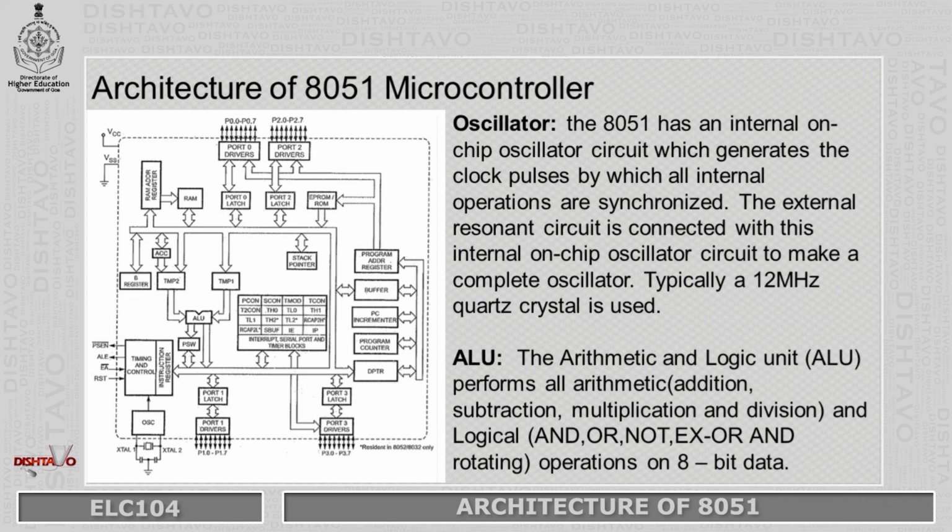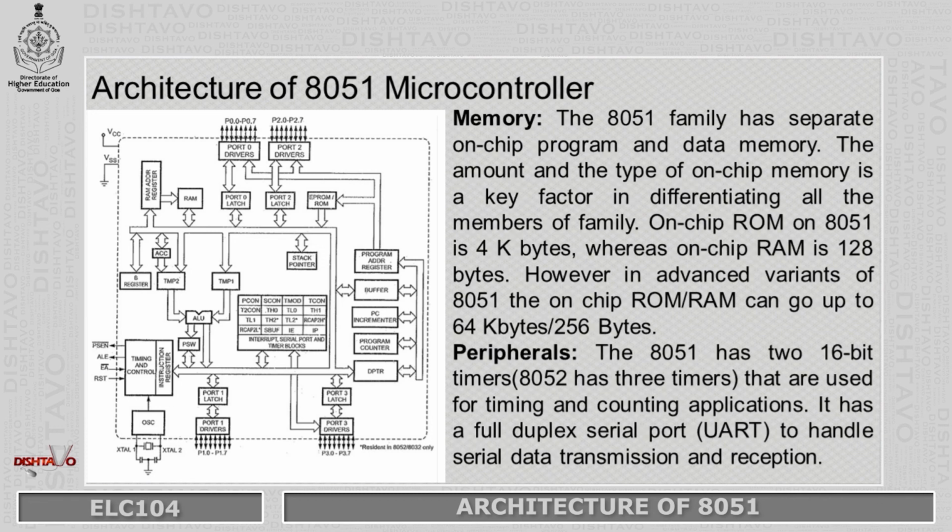The ALU, that is the arithmetic logic unit, performs all the arithmetic operations such as addition, subtraction, multiplication and division, and logical operations such as AND, OR, NOT, XOR, and rotating operations. All these operations are performed on 8 bits of data because the microcontroller is 8 bit.